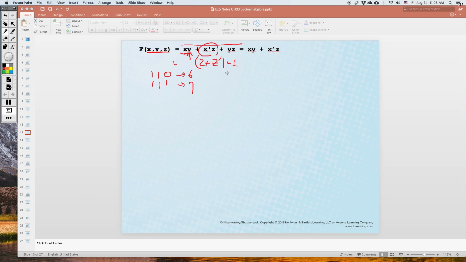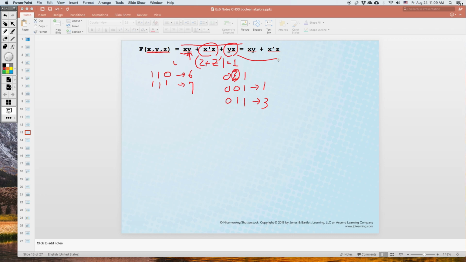From the second term, x is 0, y is gone, and z is 1. So this represents 0, 0, 1 or 0, 1, 1, where y could be 0 or 1. So this represents the min-term positions 1 and then 3.